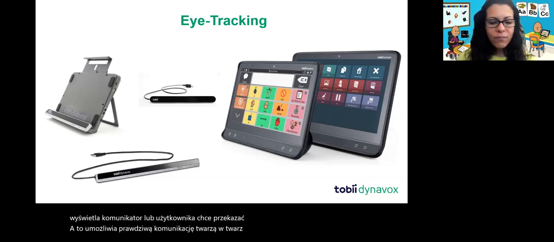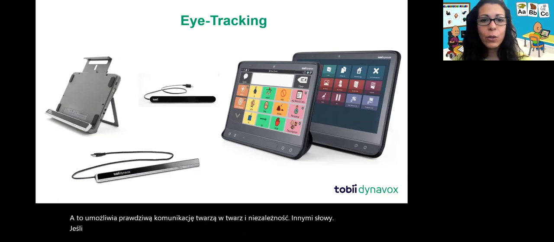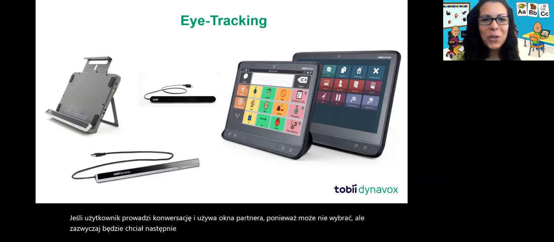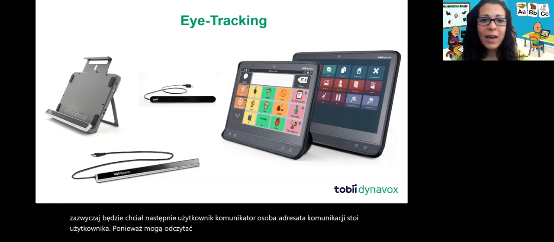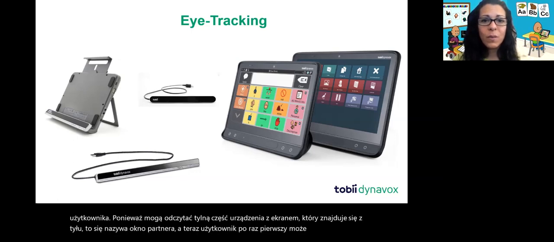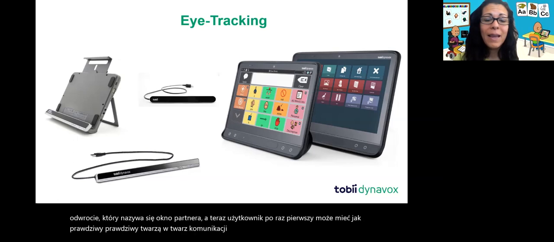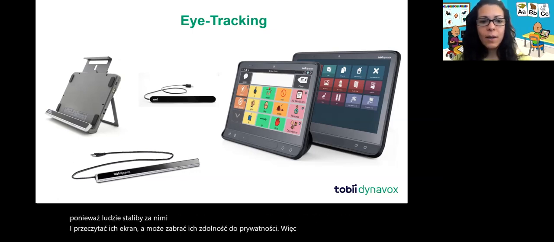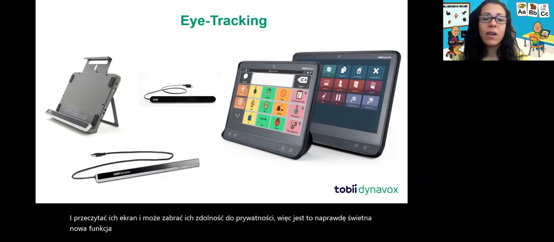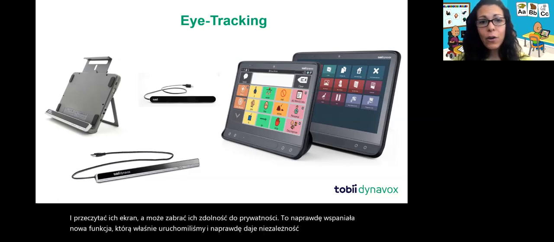So in other words, if a user is having a conversation and they're using their partner window, because they can choose not to, but typically they would want to, then the recipient of the communication is facing the user because they can read the backside of the device with the screen that's on the backside. That's called the partner window. Now the user for the first time can have a genuine, real face-to-face communication that maybe before wasn't possible, because people would stand behind them and read their screen and maybe take away their ability for privacy. So this is a really great new feature that we've just launched, and it really does give independence. All of our devices can be carried or mounted.